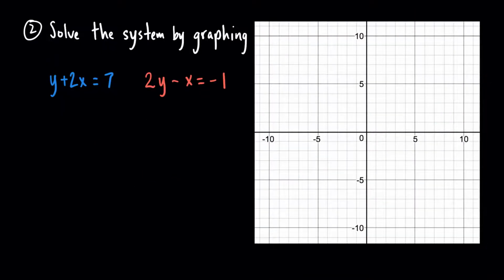How about this example here? So solve the system by graphing. So we've got y plus 2x is equal to 7, and we've got 2y minus x is equal to negative 1. So like I said on the last problem we did, what I recommend is getting the y value by itself. When you do that, it's called slope-intercept form, and it just makes it really easy to graph. So on this first one, I'm going to subtract 2x from both sides.